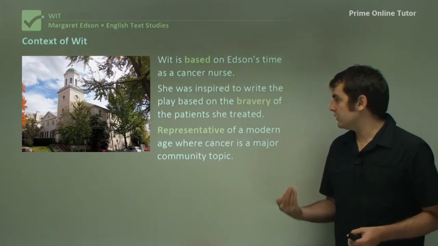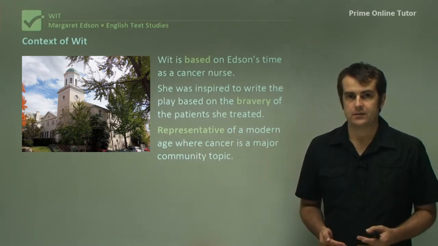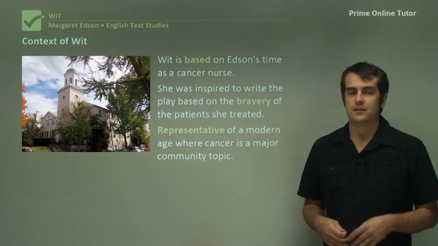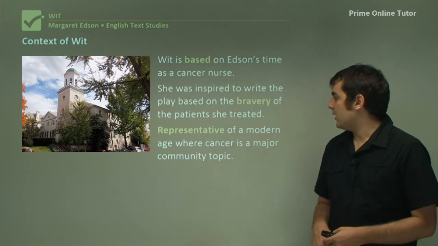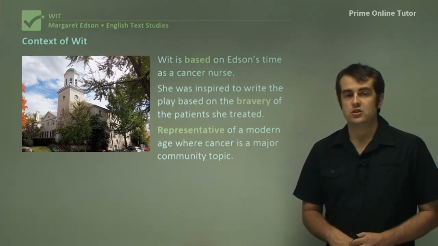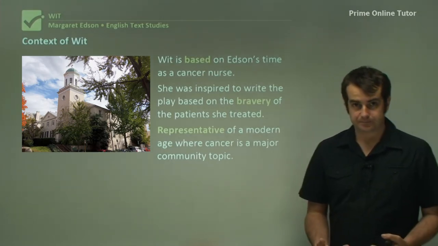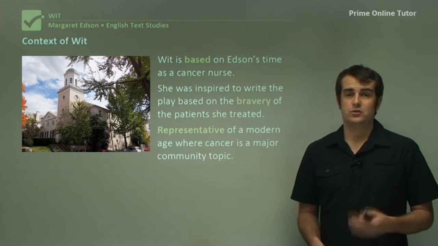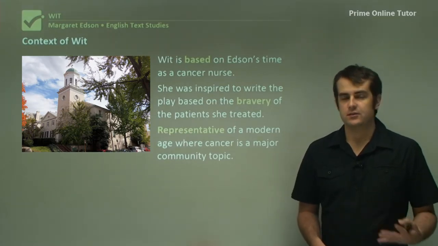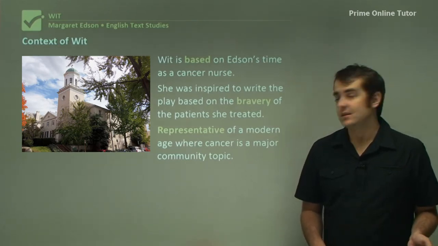So it's one of those really modern ideas where cancer is something that is talked about, and certainly talked about in terms of the fact that it takes lives. And it's one of those really strong plays that actually shows, I guess, more of an emotional side of death, more so than necessarily a statistical side, or one that's just purely relegated to talking about the disease.